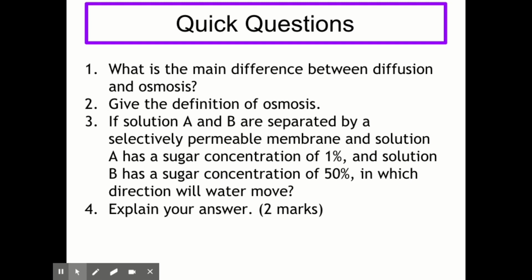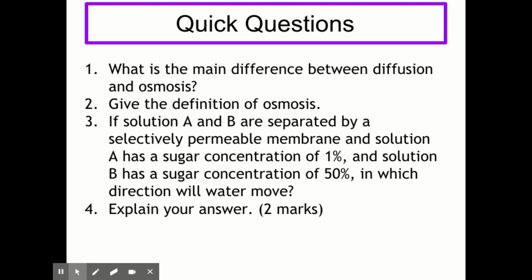For number 3, if solution A and B are separated by a selectively permeable membrane and solution A has a sugar concentration of 1% and solution B has a sugar concentration of 50%, in which direction will the water move? So this one is just asking which direction. Is it going to go from A to B or B to A? And then number 4 is asking you to explain your answer.